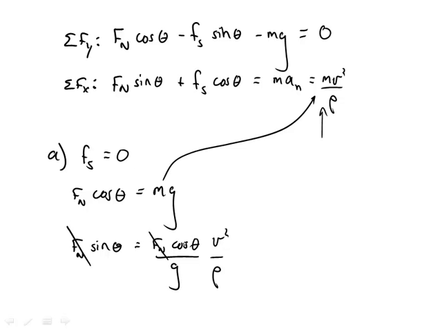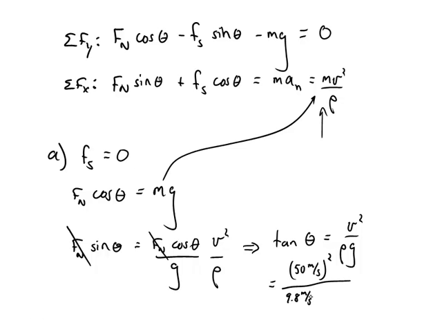And if I divide both sides by the cosine, I'm going to get the tangent of theta equals v squared over rho g, and that's equal to 50 meters per second squared over 9.8 meters per second squared times rho, which is 200 meters. Notice my denominator has the same units as the numerator, 9.8 times 200, and then it's going to be meters squared per second squared, and my numerator is 2,500 meters squared per second squared.